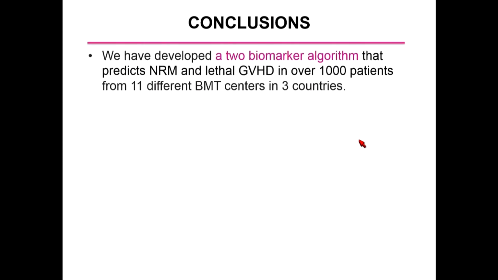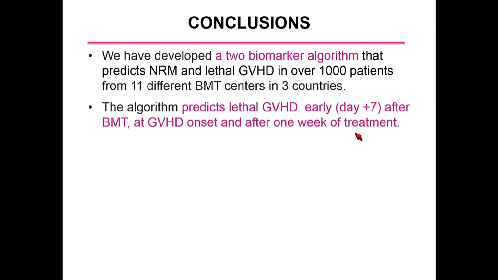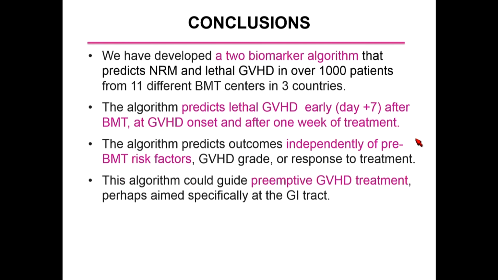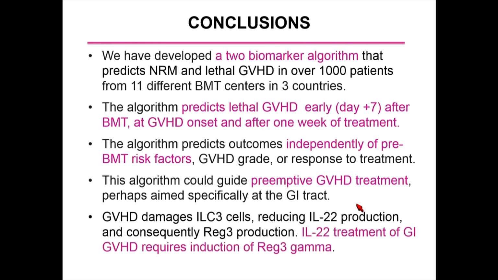So we've developed a 2-biomarker algorithm that predicts NRM and lethal GVHD in over 1,000 patients. It predicts lethal GVHD early at onset of symptoms and 1 week after treatment. The algorithm predicts outcomes independently of pre-transplant risk factors or GVHD grade or response to treatment. It may be able to guide preemptive treatment, perhaps specifically aimed at the GI tract, and IL-22, which comes from damaged ILC3 cells during GVHD. Restoring it can help treat GVHD, but it requires the induction of Reg3 gamma.